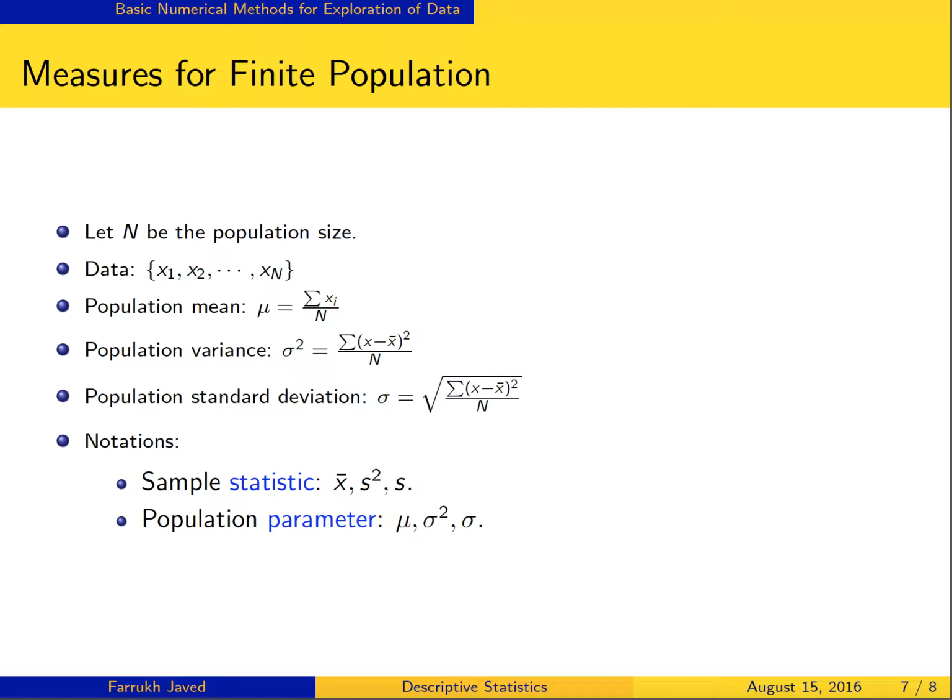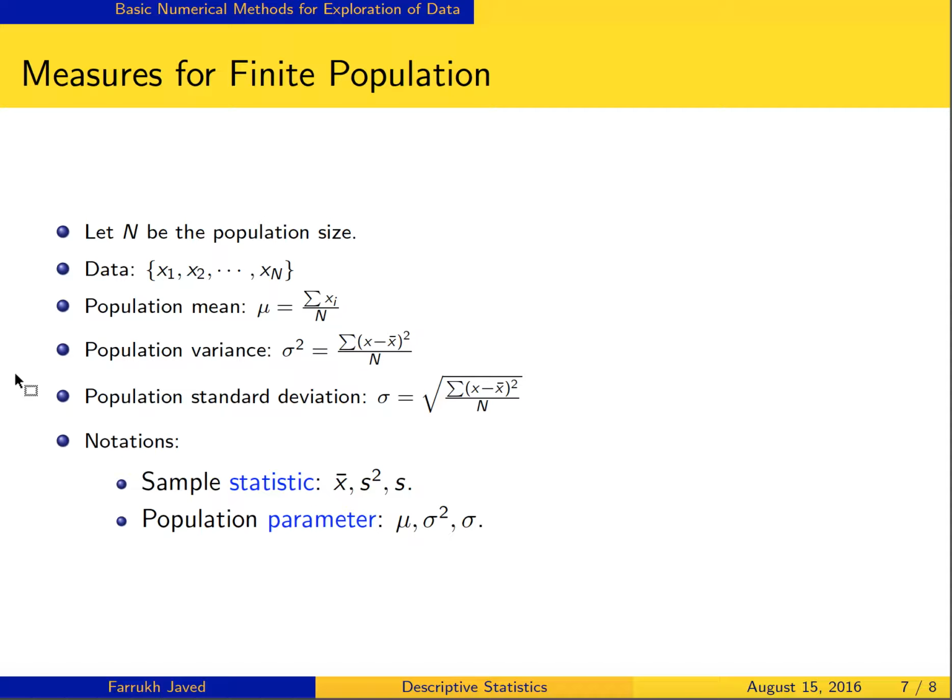Measures for finite population. So far we have been discussing samples, when we have sampled data. Remember the difference between sample and population in our previous lectures? Usually we use capital N to denote the population size and small n to denote the sample size. And again, x is the data, but x goes from 1 to capital N. It means it covers all the population. The population mean is absolutely the same. You sum up all the values and then divide by the number of observations, which is capital N.